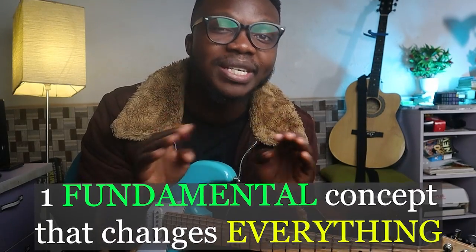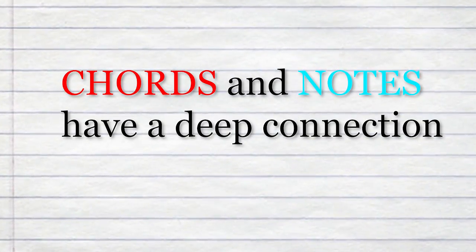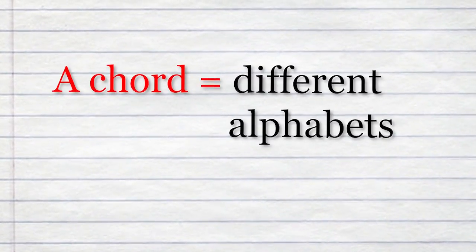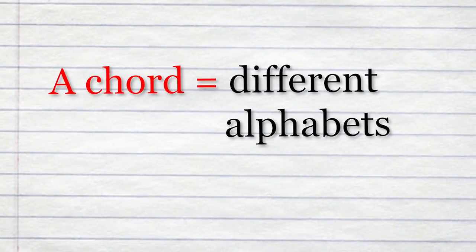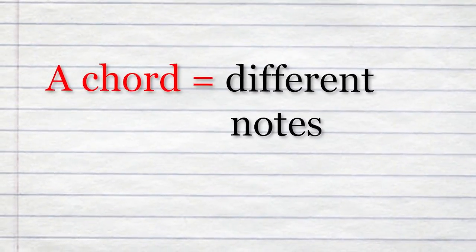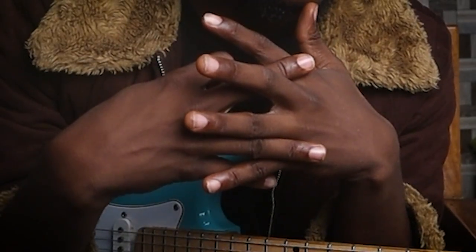But before I show you that, you need to understand one fundamental concept that changes everything. I want you to note that chords and your notes are not different. This is what I mean. A chord is like a word. A word is made up of different alphabets, right? The same thing with a chord. A chord is made up of different notes that come together and give meaning.